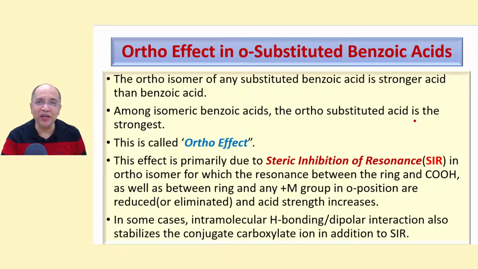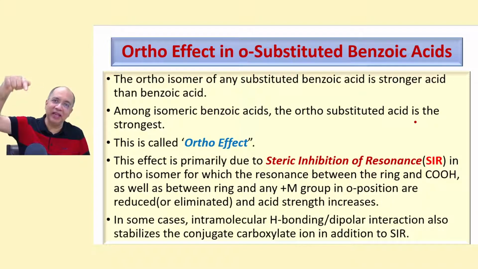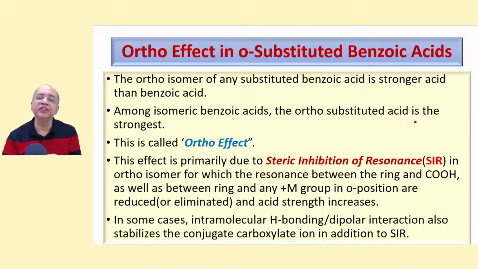Is it not surprising? Even if it is having a plus M effect, it will be the strongest acid. Let's know why. Let's know how. This is called ortho effect. This effect is predominantly due to steric inhibition of resonance. So, in the ortho isomer only, not meta or para, because they are far away.